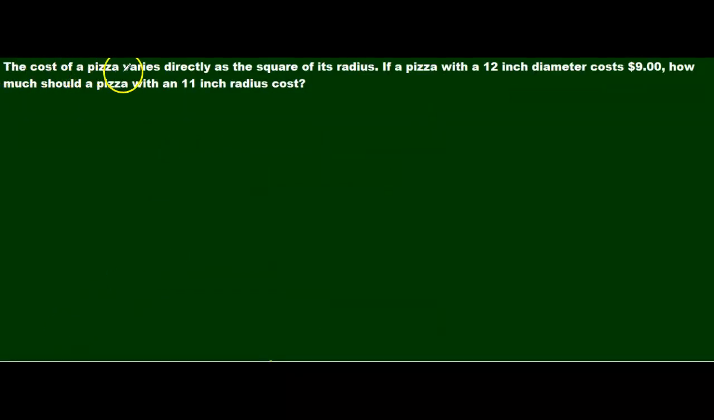The cost of a pizza varies directly as the square of its radius. Note that it says square of radius. If a pizza with a 12-inch diameter costs $9, how much should a pizza with an 11-inch radius cost? Now note here that we're talking about different specifications. In this instance, we're given the diameter, but we're talking about a variation that involves radius.